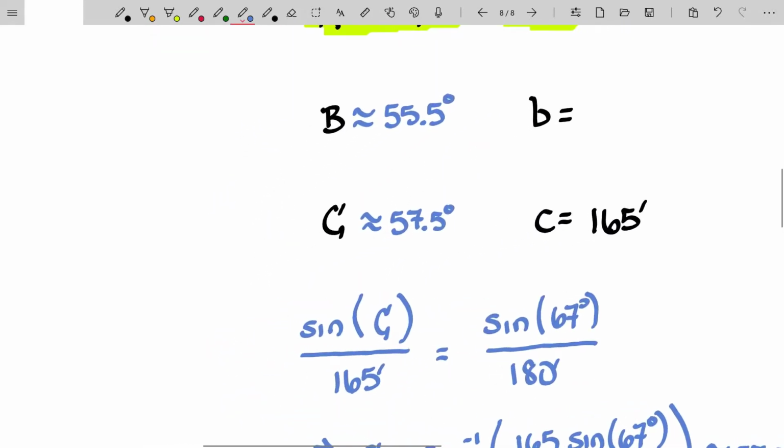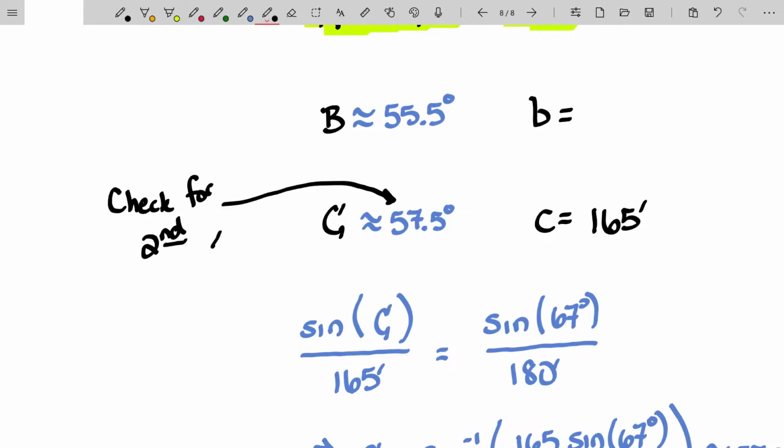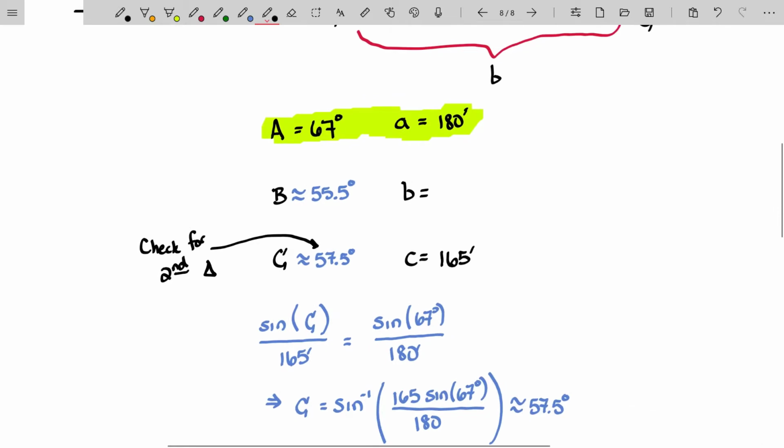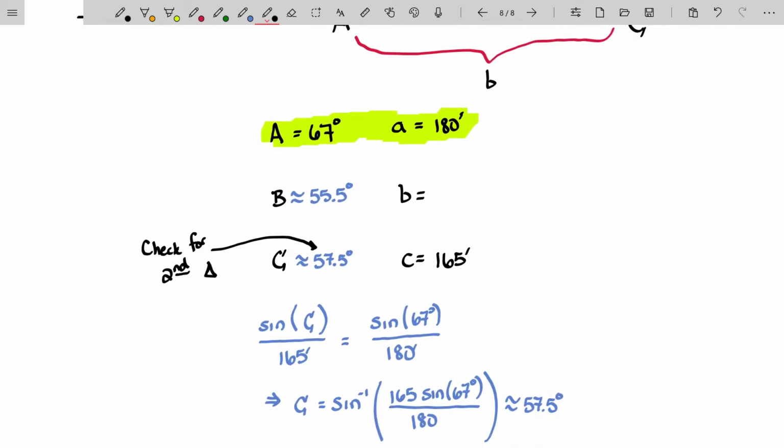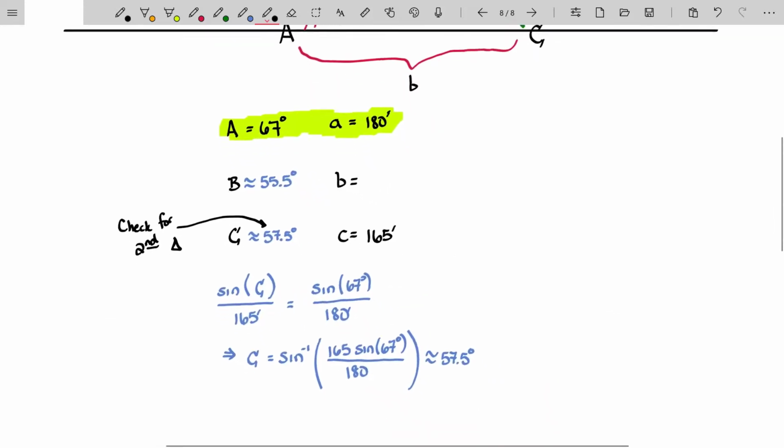Now, I do want to mention, because we used the law of sines to find that angle, I would say check, normally, for a second triangle. And I think it's probably a good idea to just do that anyway, even though I'm going to guarantee you it's not going to happen. But let's finish this out first. You always finish out a single table first and then go back through and check for that second triangle. So let's finish this out.